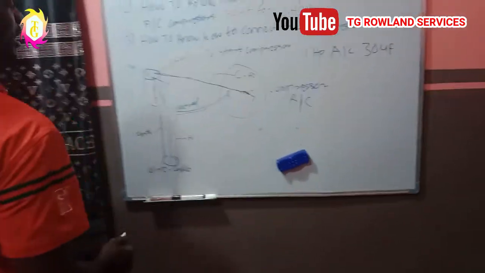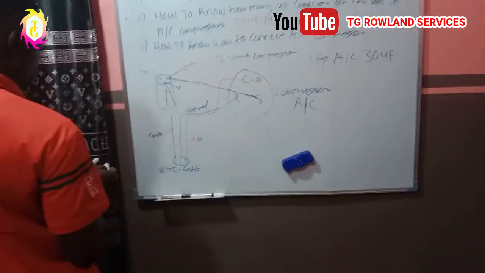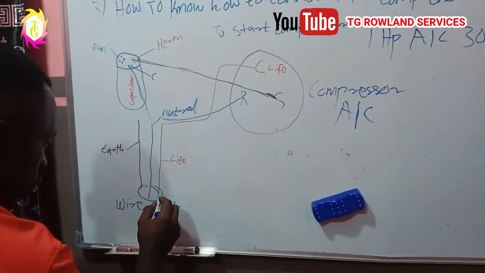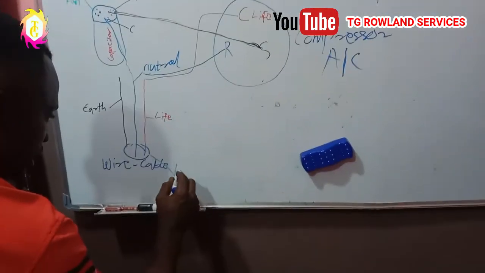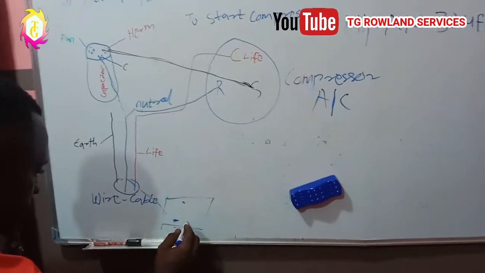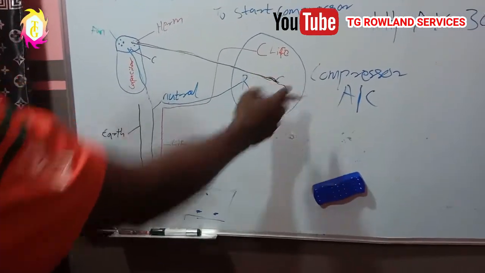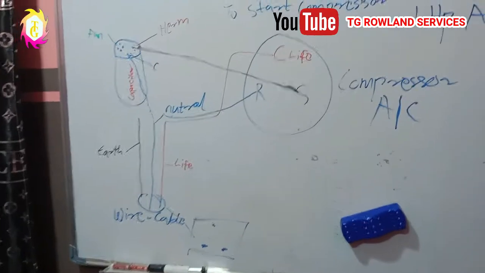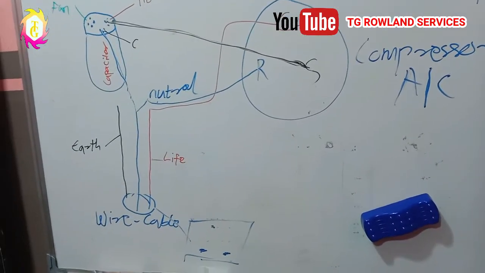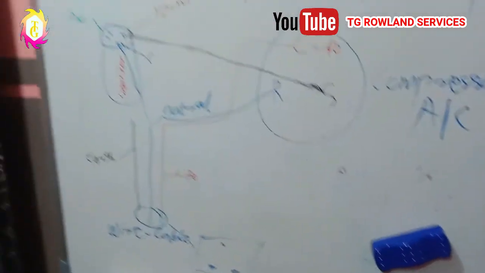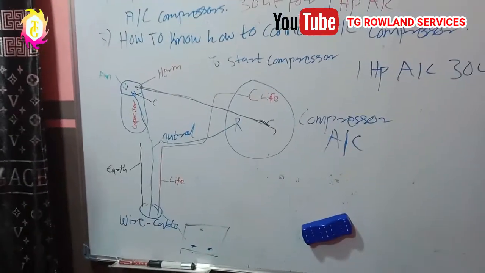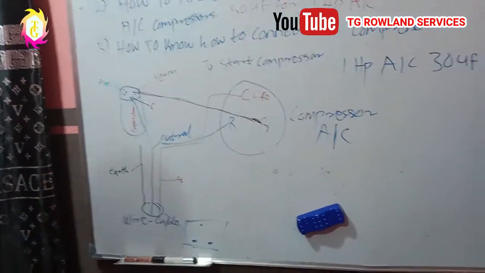Common, running, starting. With this common, running, starting, when you connect this wire to a current, which is a socket, let's say this is a socket, you connect it to this plug, this compressor will start. And when you watch this closely, if you still don't understand, we can rerun it, we can connect it again for you to understand what we have said.